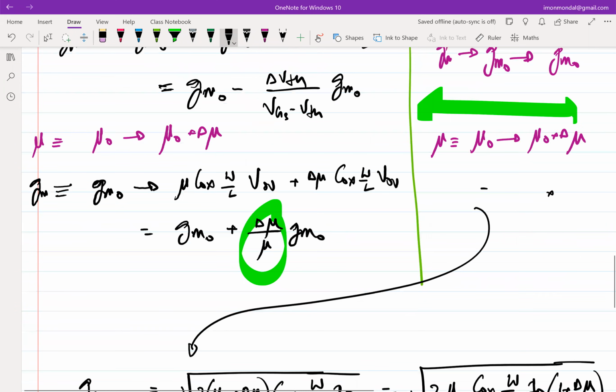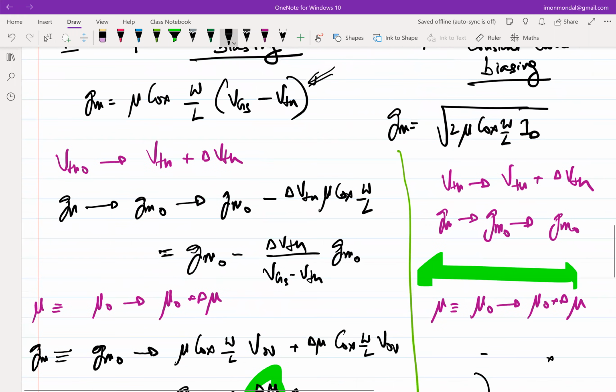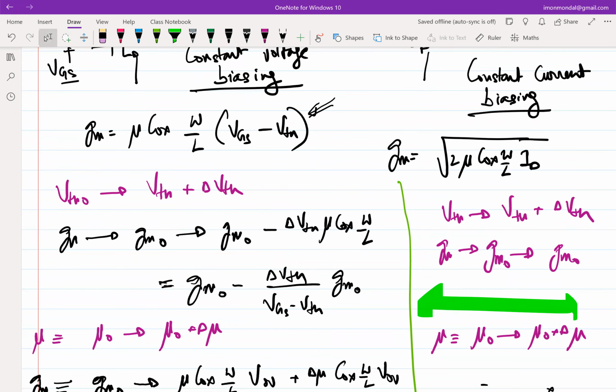So let me ask you a question then. What is happening here? In principle, why is your GM insensitive to threshold voltage in constant current biasing? Same transistor, right? Because here the overdrive is not changing. Which case is the overdrive not changing? Constant current bias. Yeah.